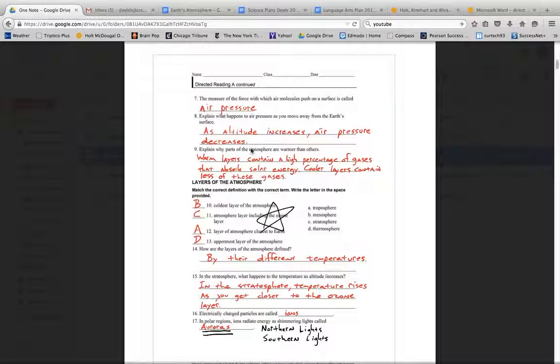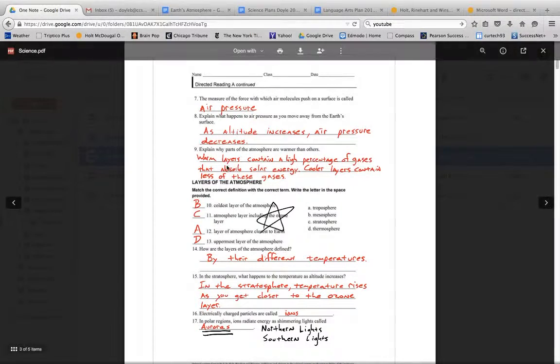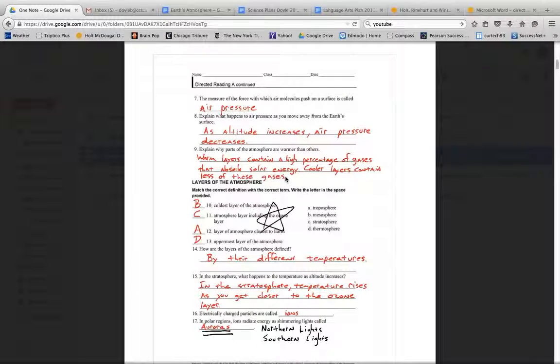Nine, explain why parts of the atmosphere are warmer than others. It says warm layers contain a high percentage of gases that absorb solar energy. Cooler layers contain less of these gases. So certain parts of the atmosphere get really hot because they contain gases such as like ozone.